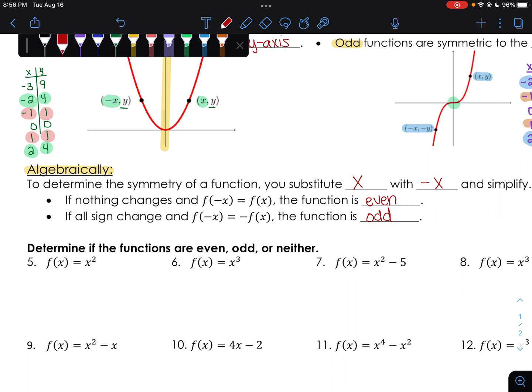Okay, algebraically, something that you may see is that this right here that says f of -x is equal to f of x. Again, all that's saying is that we're substituting in -x and we're getting the same exact thing that we started with. Okay, that means nothing changes. It's the exact same thing. Or if everything's going to change, we can write it like this algebraically, meaning that if we plug in -x, then we're going to get the negative version of what we started with. So all of the signs have to change.